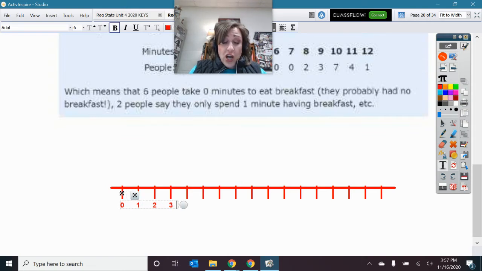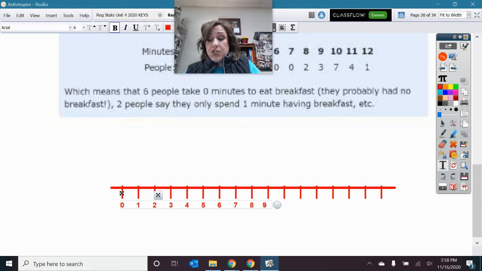And now let's also make sure that you label what the x-axis is. And so what are each one of these dots going to be representing? Okay, well, each dot, I believe, is going to be representing the number of minutes that it takes to eat breakfast. Okay, so then we want to make sure that we are stating that.